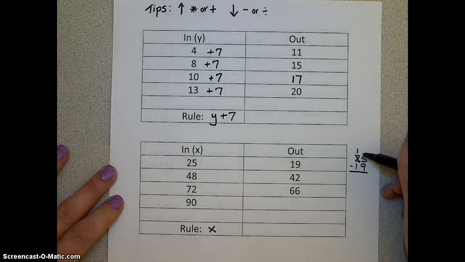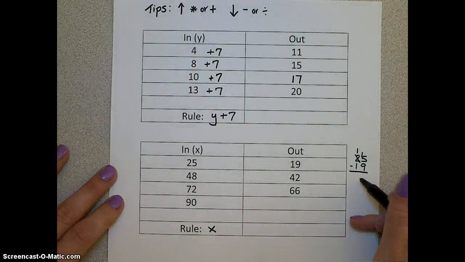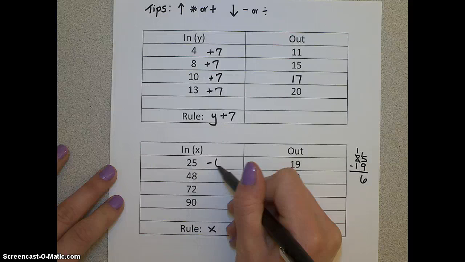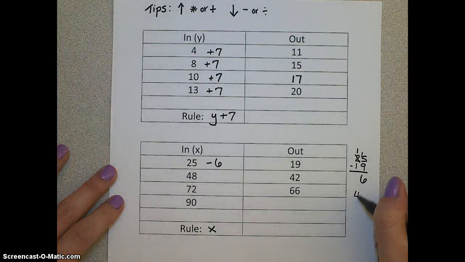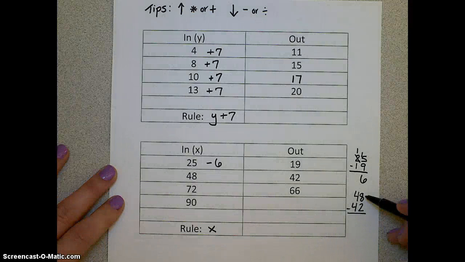The 2 becomes a 1. 5 becomes 15. 15 minus 9 is 6. And 1 minus 1 is 0. So I have right here minus 6. Let's see if the rule works for the other numbers in this in and out table. I have 48 and 42. So in is 48, out is 42.